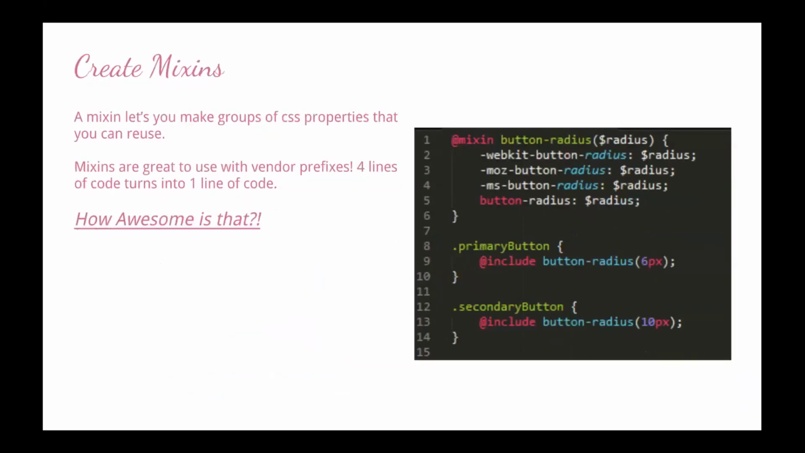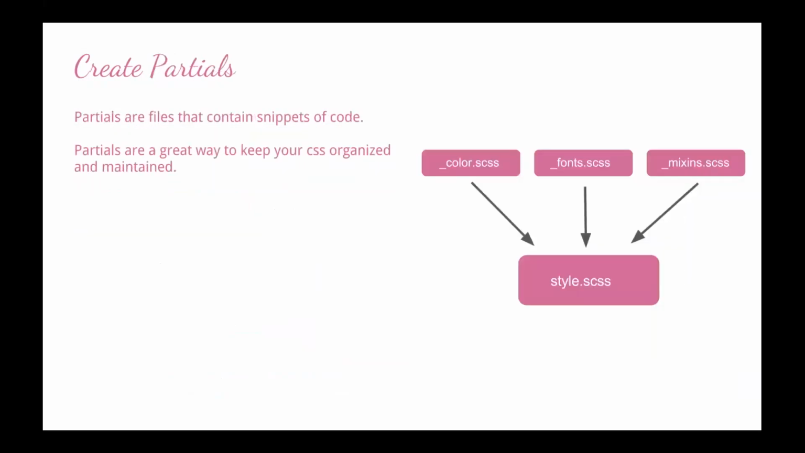Another cool thing you can do with SASS is you can create a mixin, which lets you make groups with your CSS properties that you can reuse. They're great for vendor prefixes. No more writing 4 lines of code for a button radius over and over and over again. You can write 4 lines of code and then just write one. How awesome is that?